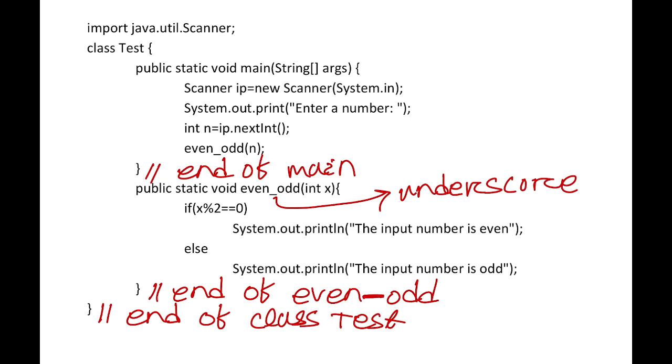Okay, so this is one example of a void method, because this method is not going to return anything. Similarly, now we can understand why we are writing void main, because the main method is not going to return anything, that's why we are writing void main.